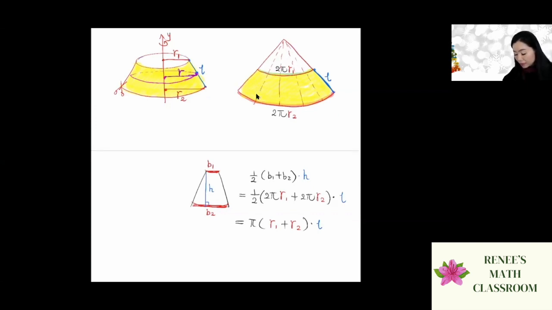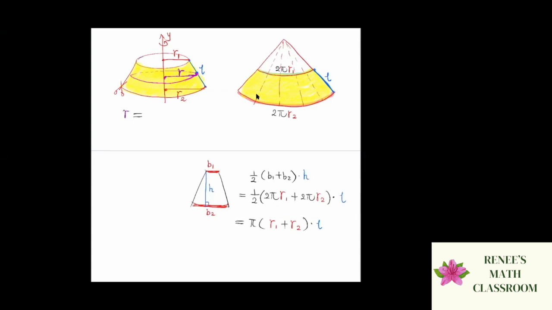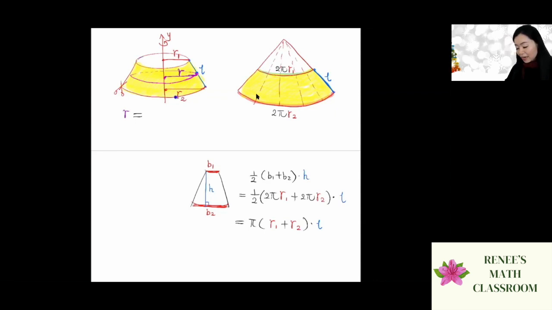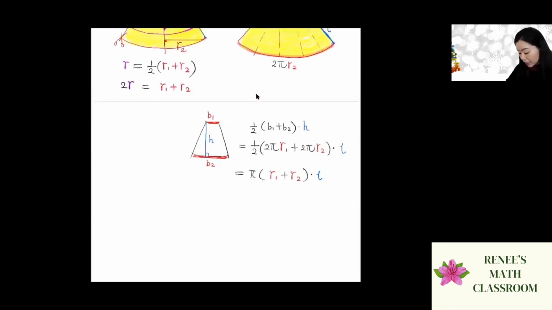Because this is in the middle, think about this by geometry. How is this small r related to R1 and R2? Small r will be equal to, what do you think? It's just (R1 plus R2) divided by 2. Yes, it's the average of this and this, right? This is in the middle, so that is 1/2 (R1 plus R2). In other words, R1 plus R2 is equal to 2 small r. So over here, we can replace it by 2r.